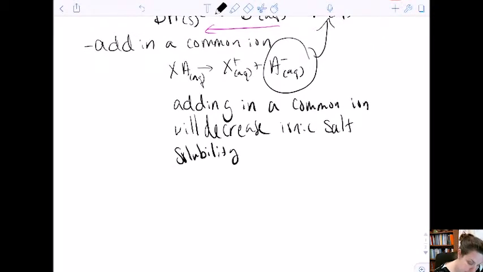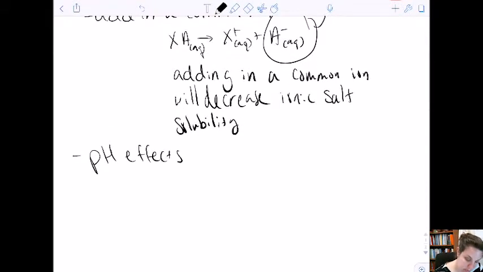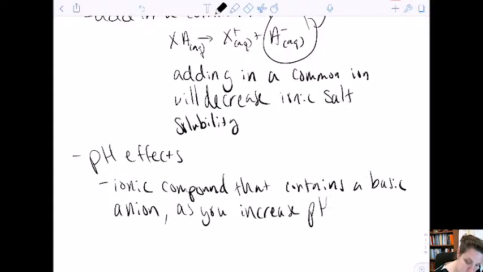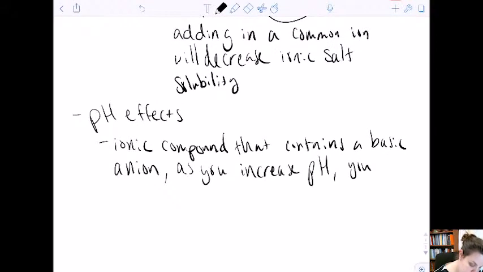We can also look at pH. So we have a couple ways that pH will affect our solubility. One, if we have an ionic compound that contains a basic anion, then as you increase pH, you decrease solubility.